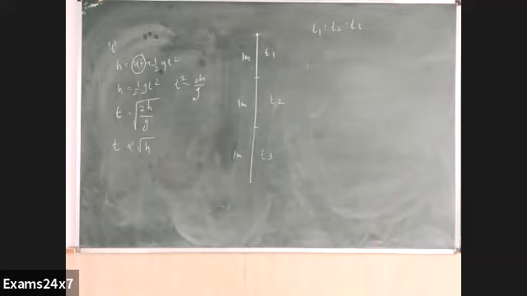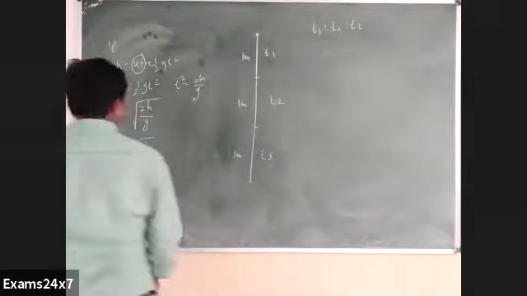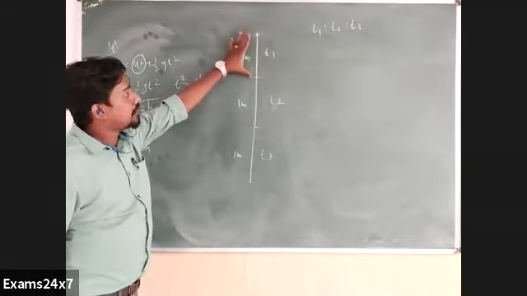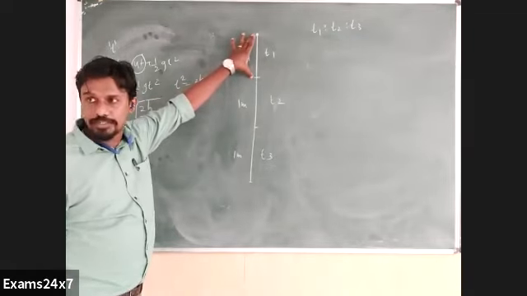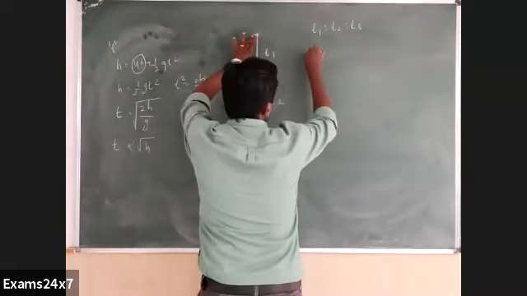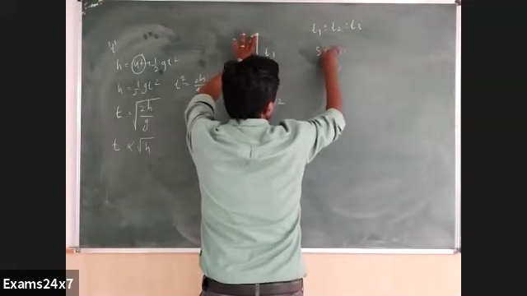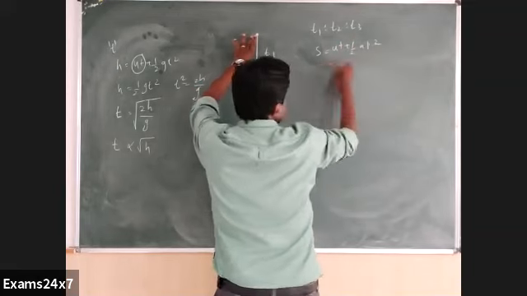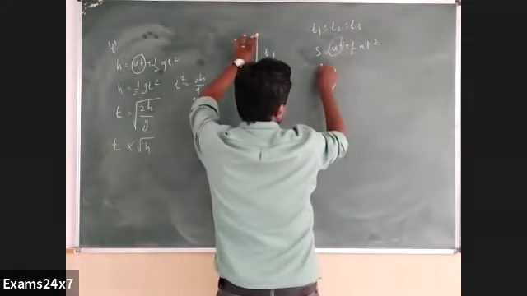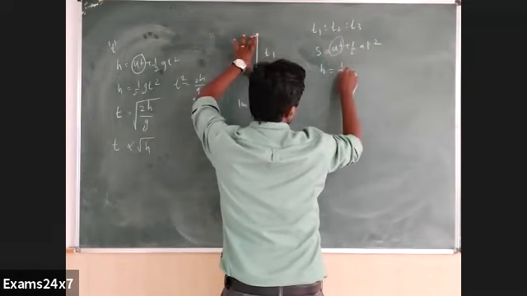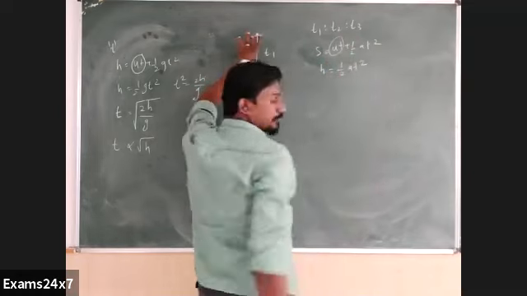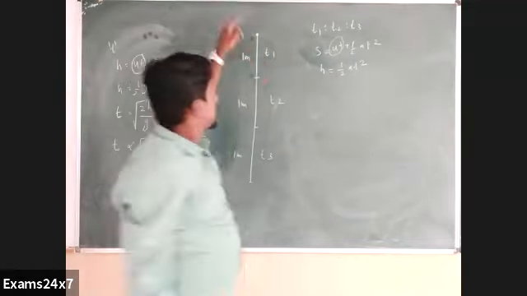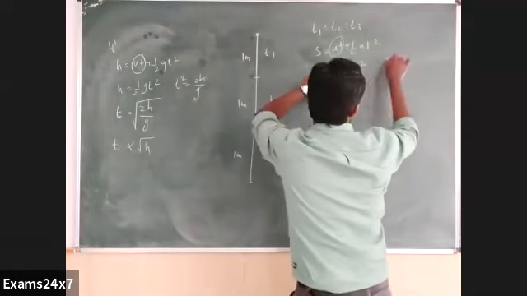How to find? Already you know. T1, time to travel the first 1 meter. How to find out? You know that S is equal to ut plus half at square. In this case, u is 0, so ut is 0. So distance h is equal to half at square. We are given h is 1 meter, so you need to find t.